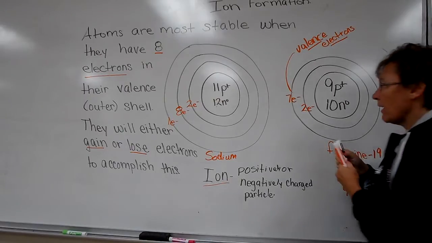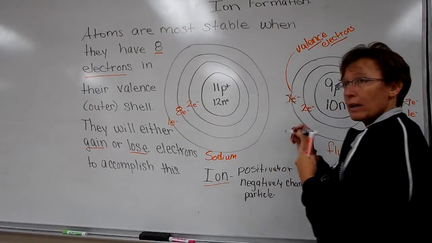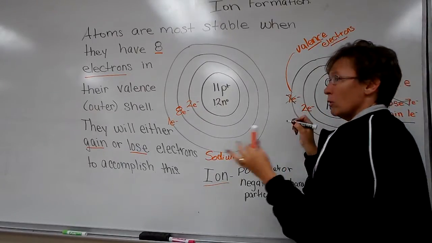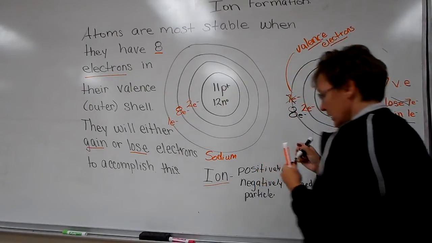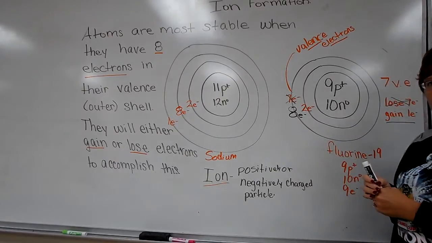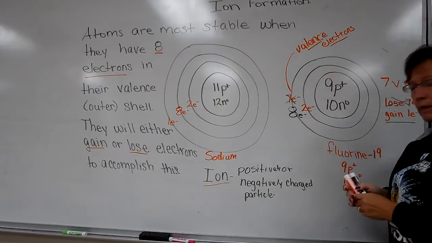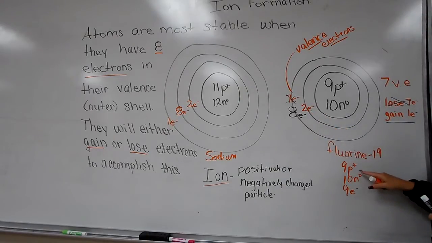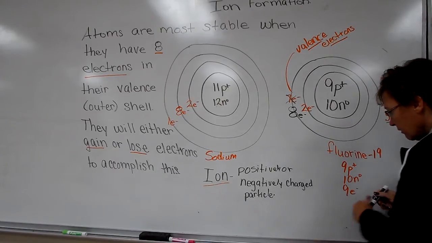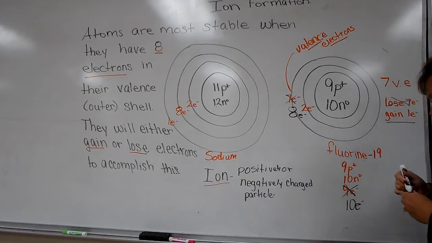So now, instead of having 7 electrons in its valence shell, it's going to pick up an extra electron from some other atom, and we'll talk about that in another unit. And now, it's going to have 8 electrons in its valence shell, giving it its most stable electron configuration, its most stable outer shell. Now look at what we've done. We've added an electron, so now we've still got 9 protons, 10 neutrons, but down here we now have 10 electrons.